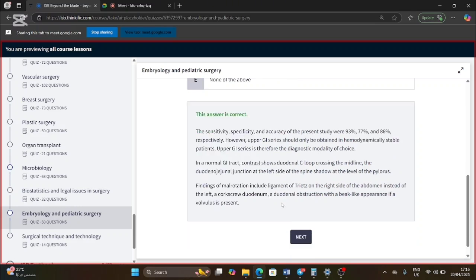Yes, that's what I wanted you to know. The findings in malrotation include the ligament of Treitz on the right of the abdomen instead of the left, a corkscrew duodenum, and a duodenal obstruction with a beak-like appearance if a volvulus is present, if there's actual volvulus, okay? There may also be Ladd's bands associated with that.